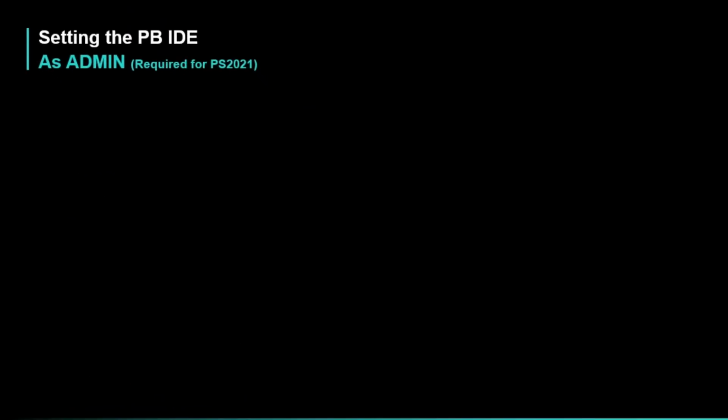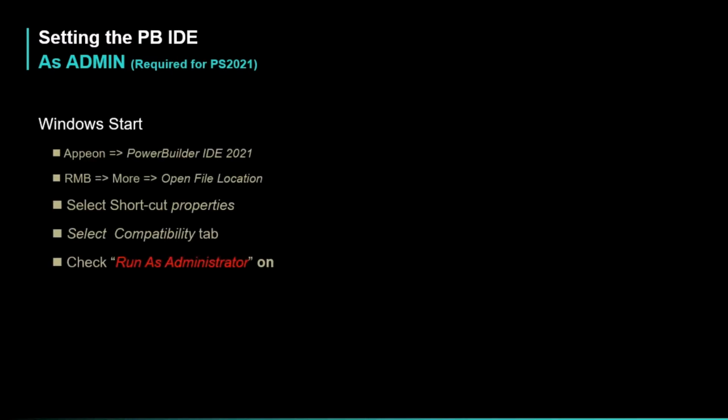we have to look at the PowerBuilder IDE itself. A requirement for PowerServer 2021 is to make sure that the PowerBuilder IDE is executed with admin privileges. So we'll go to the Windows Start, have a look at the PowerBuilder IDE, either in the Start shortcut or within your tile area. Use the right-hand mouse button and open the file location. You should now get a list of applications that have shortcuts. Find PowerBuilder IDE 2021, select the Compatibility tab, and then check Run as Administrator.